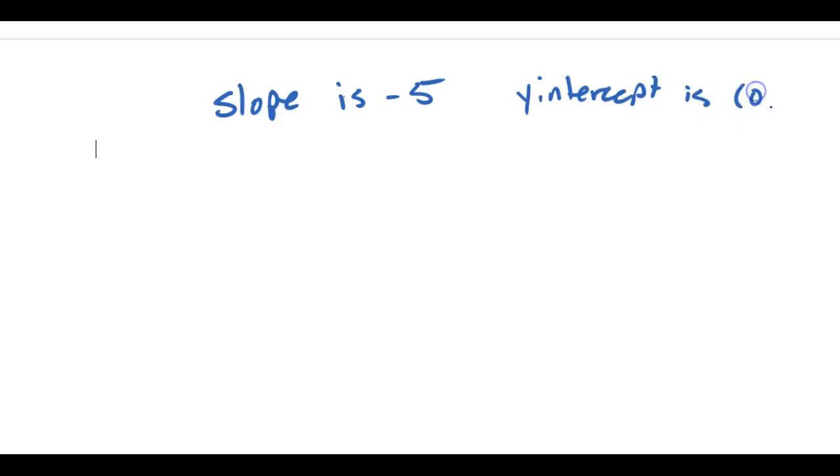Suppose you're given some information, like you're told that you're given the slope. You say slope is -5. Y-intercept is (0, 4). And they want you to write an equation in this form. Y equals mx plus b. M is the slope. B is the y-intercept.